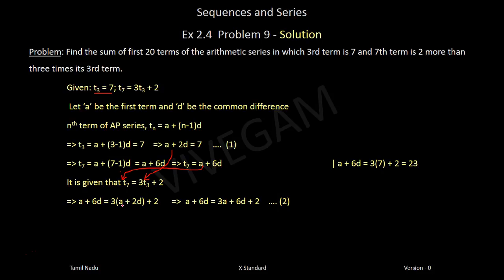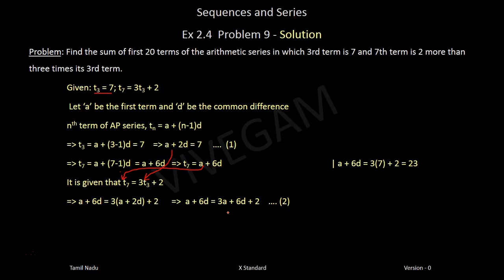T3 is a plus 2d, a plus n minus 1 into d, right? We know T3 is a plus n minus 1. Only thing we equated it to 7. We don't need to consider that for the time being. So this is a plus 2d. T3 is a plus 2d. So you substitute T3 as a plus 2d in this equation. So now what will happen? A plus 6d will be 3a plus 6d plus 2.